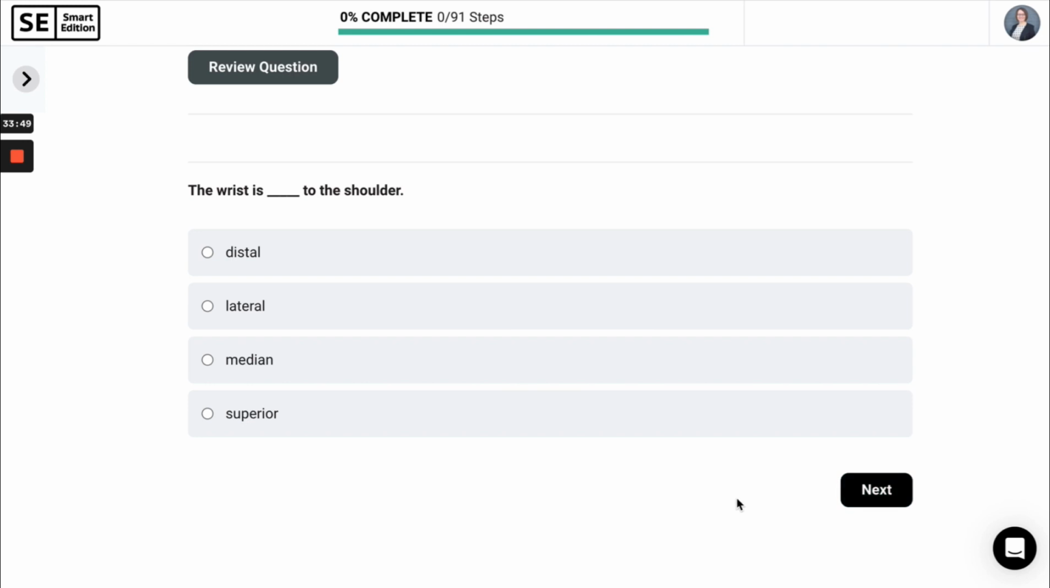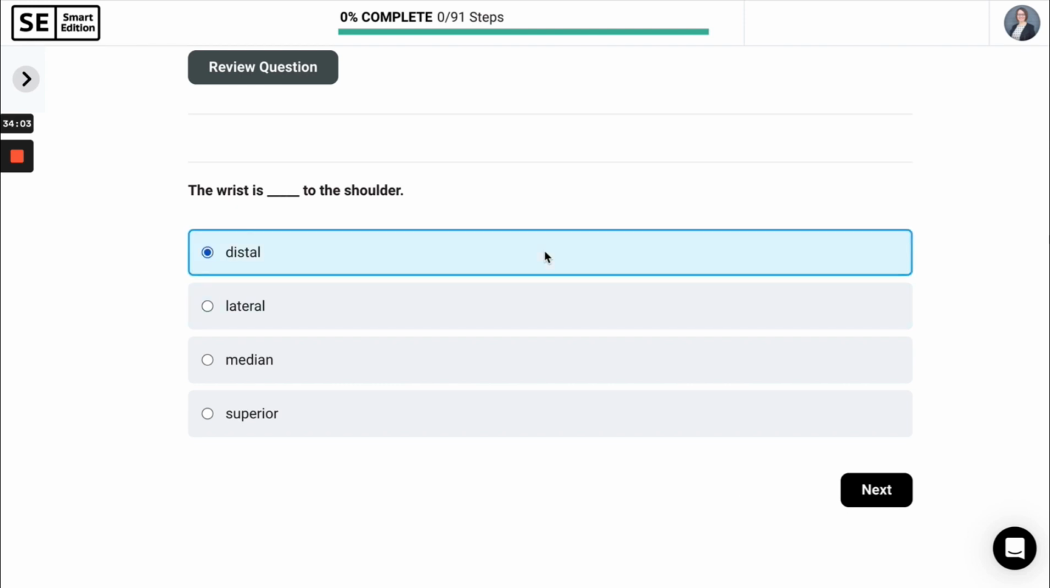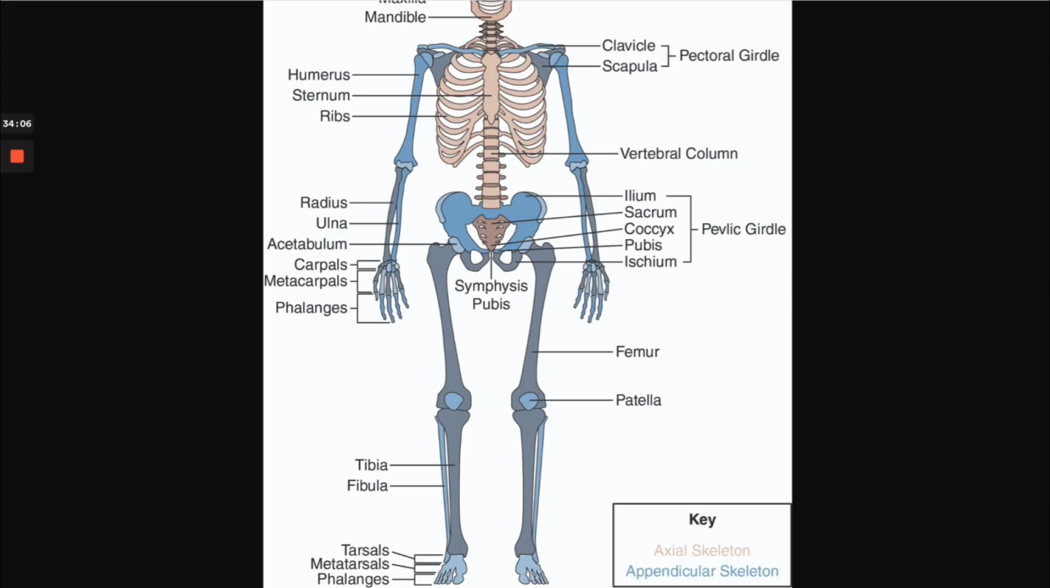The wrist is blank to the shoulder. Is this distal, lateral, median, or superior? The correct answer here is distal. Let's go back and look at our skeleton. So here's your wrist right here. The carpal bones make up the wrist.